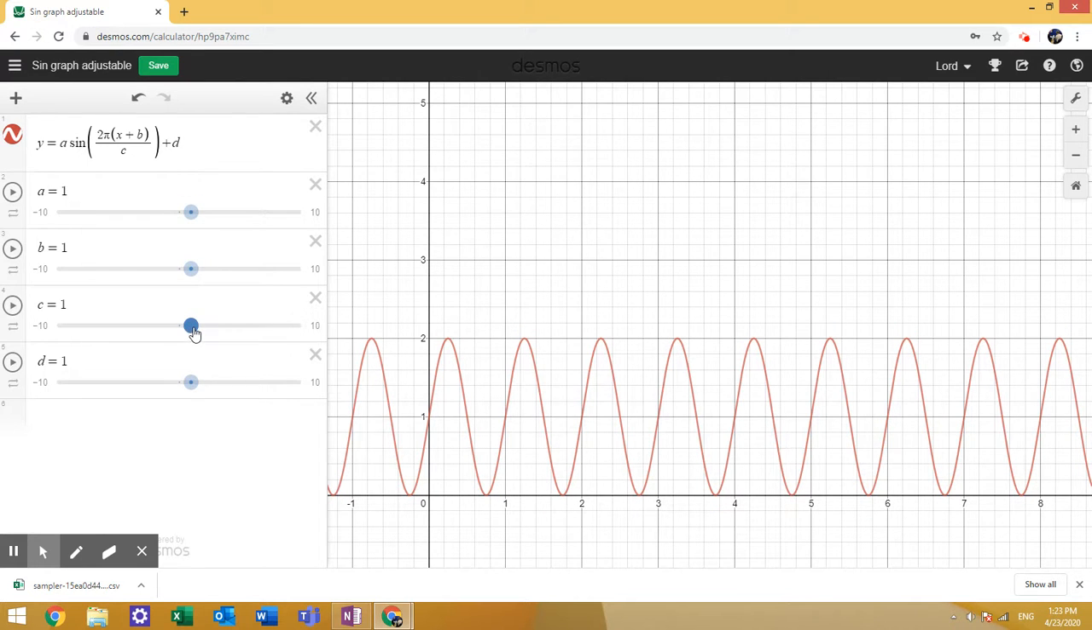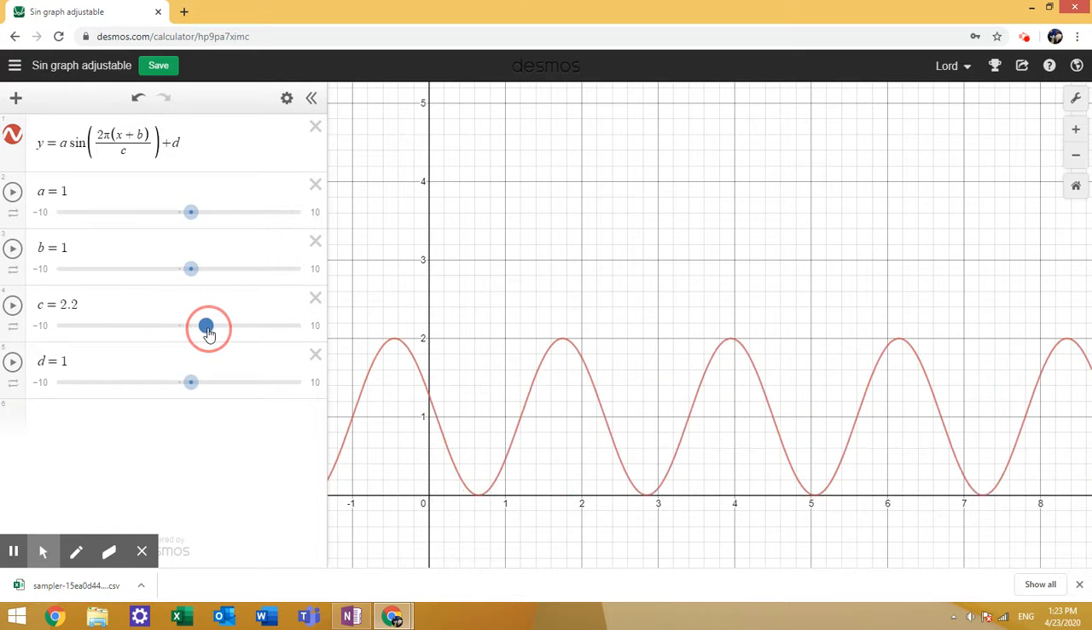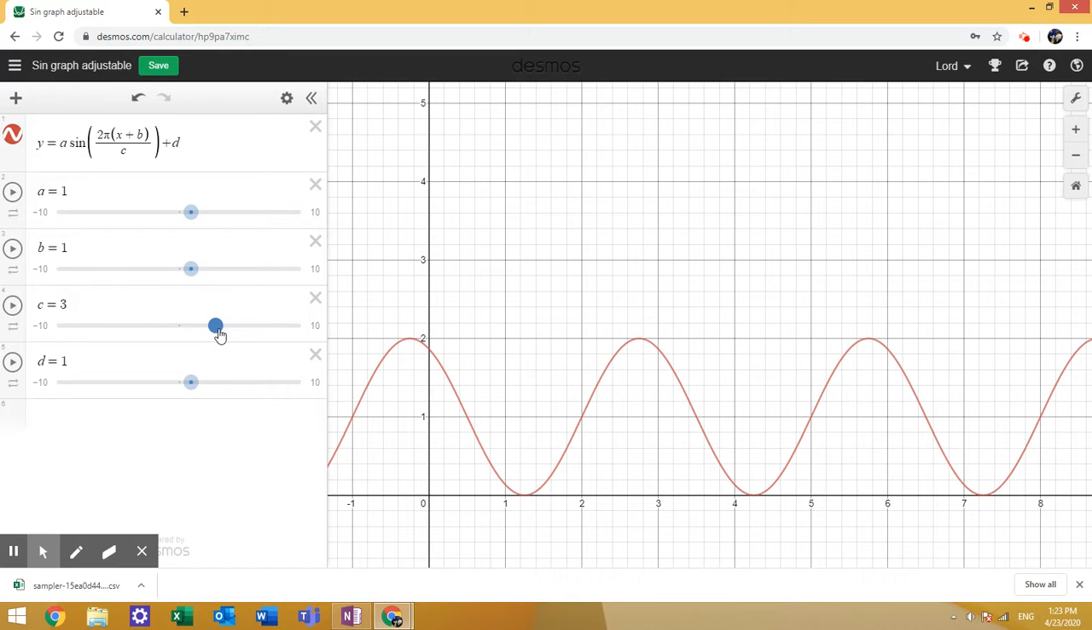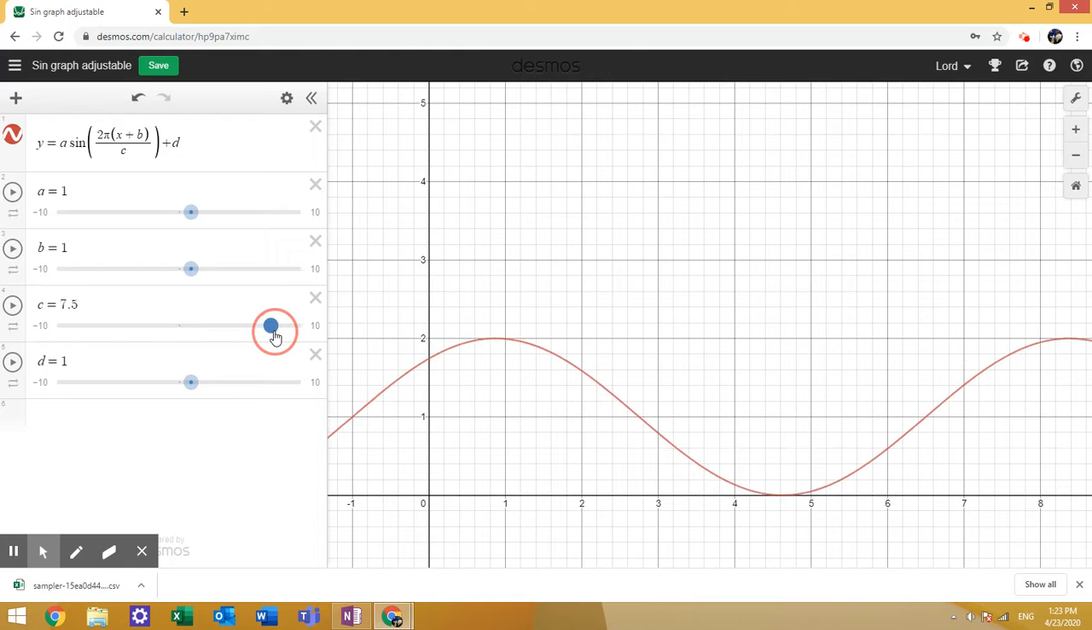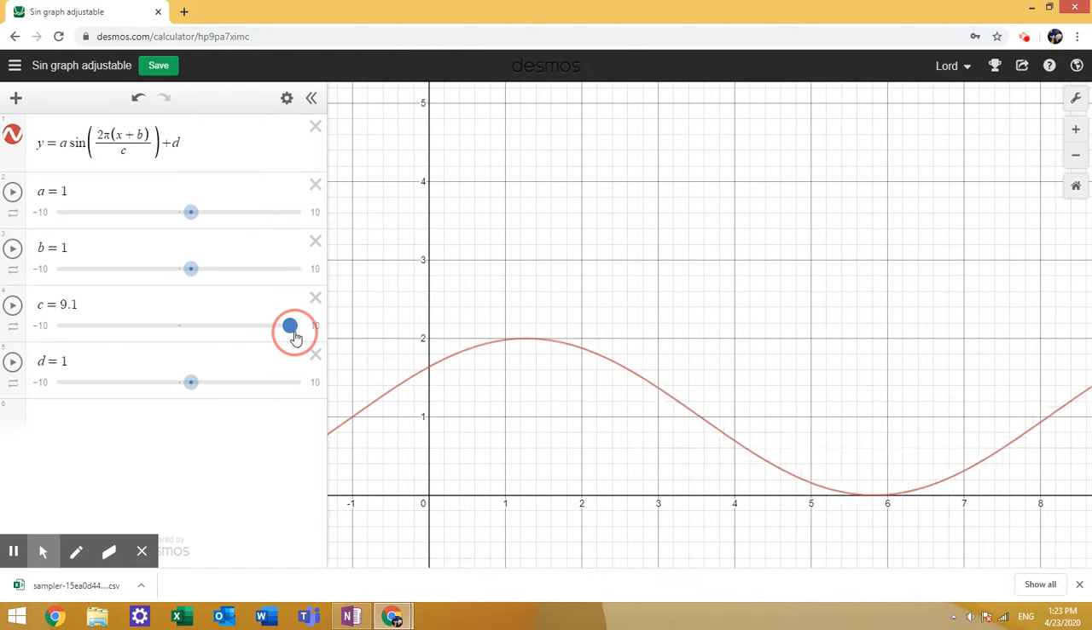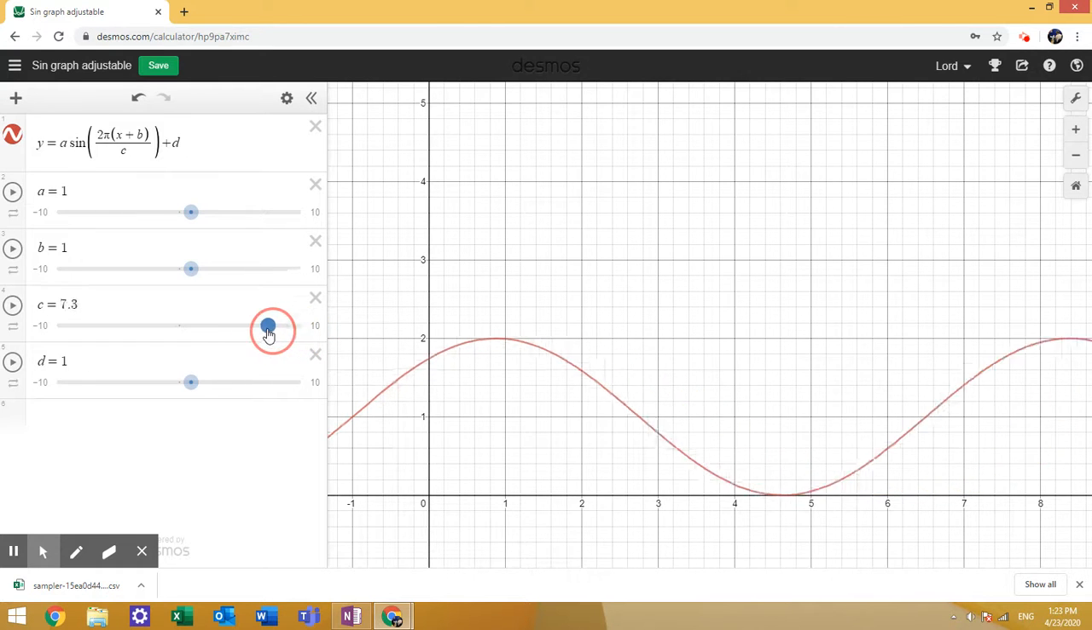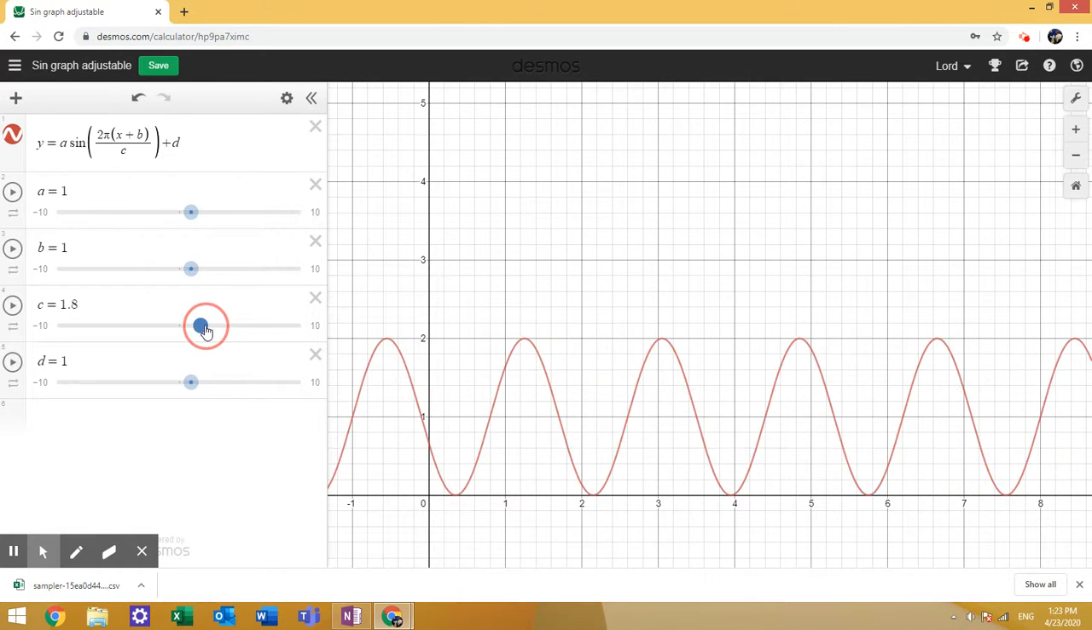Okay, looking at the wavelength. If I want to change the wavelength, then I change the C value, what I have divided by. I can make it longer and longer and longer on this one. We've got a limit of 10 before we stop. Take it back to 1.